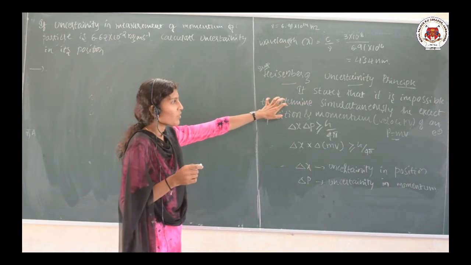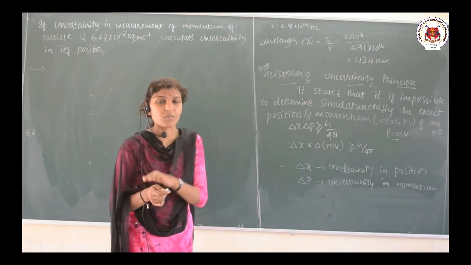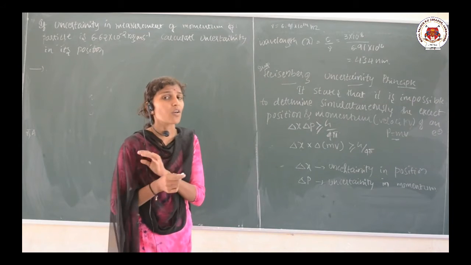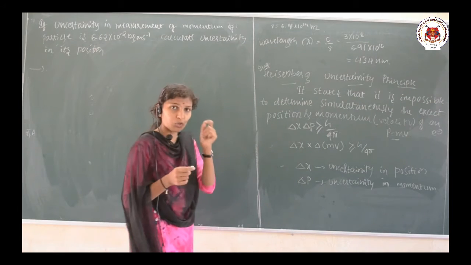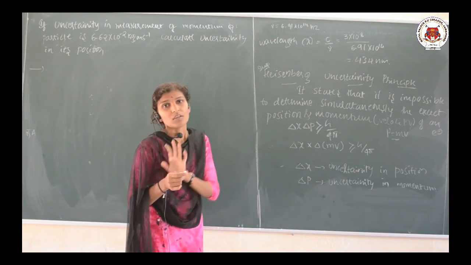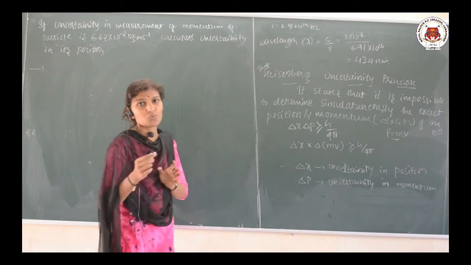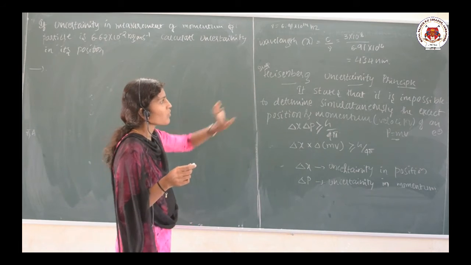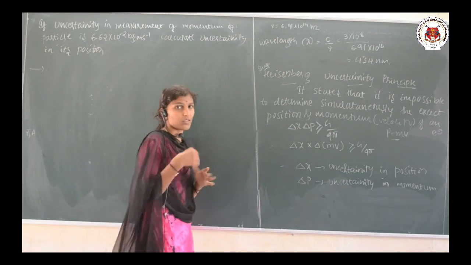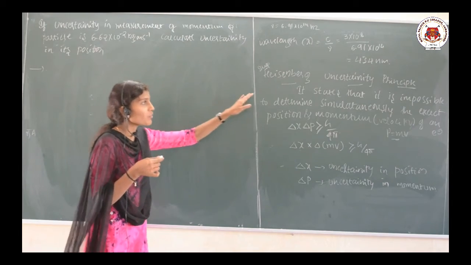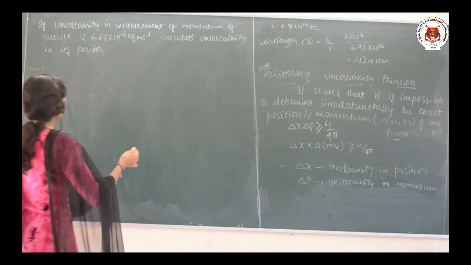The principle states it is impossible to determine simultaneously. It means at the same time we cannot determine the position where the electron is situated and its velocity. That is the principle given by the scientist Heisenberg. That is why the name is given as Heisenberg uncertainty principle. So, let us discuss one problem based on this.